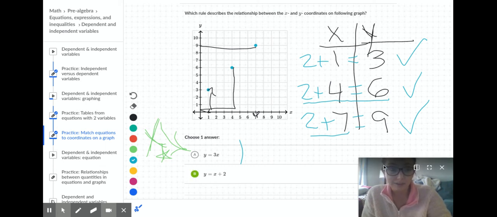Let me move myself over so I can hit enter. I don't know if it's going to let me hit enter. Okay, let's try it this way.